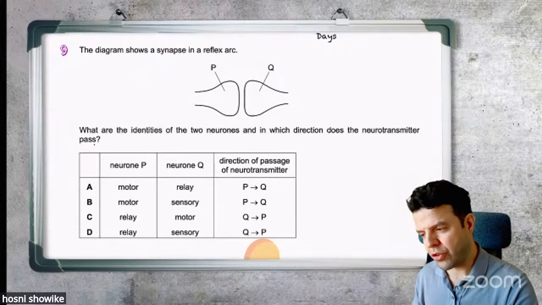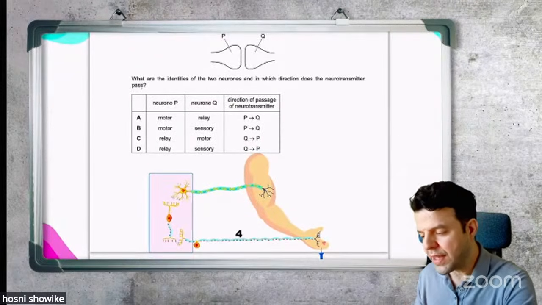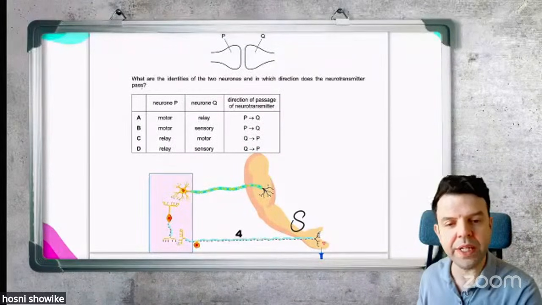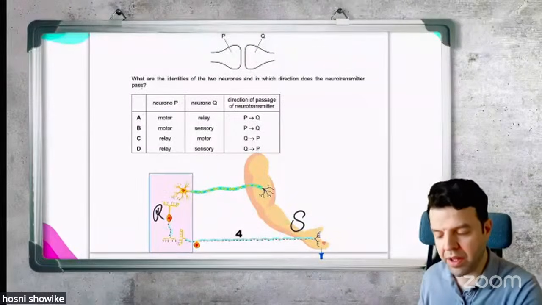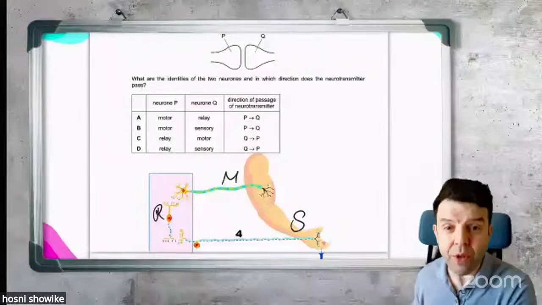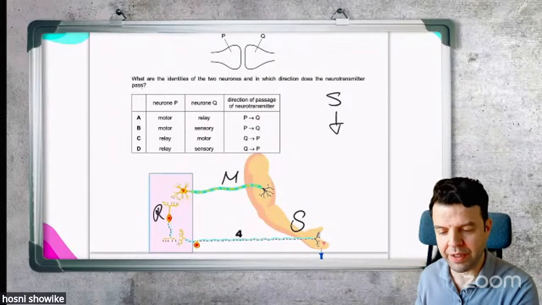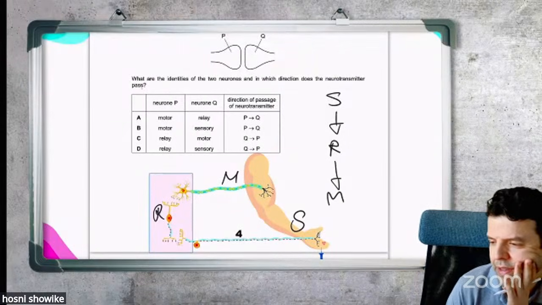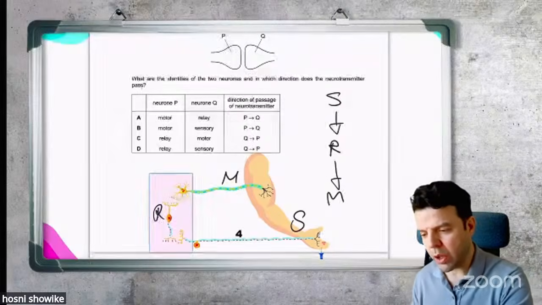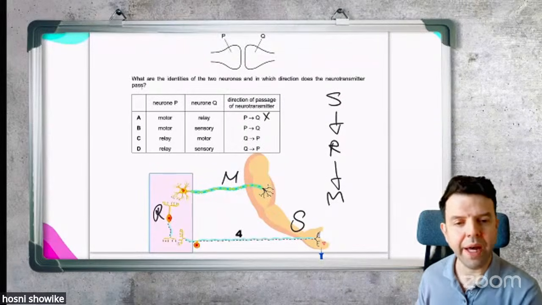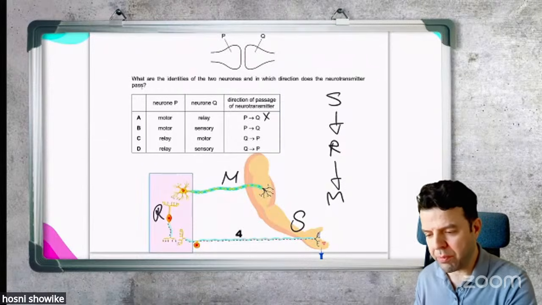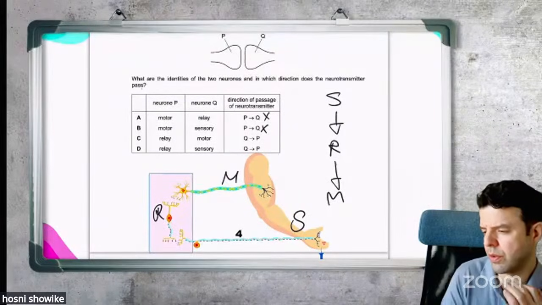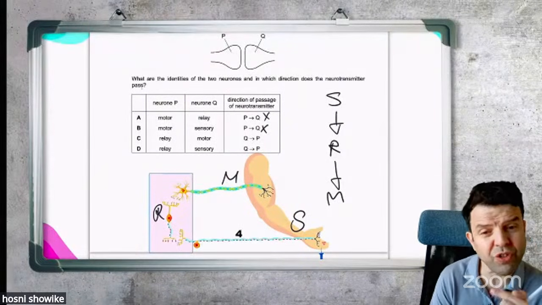Now, just a quick reminder, what's the correct order of neurons? It's always sensory, relay, motor. Always, always in this order. As sensory, relay, then the motor is the last one in this series. For that reason, you can't be going motor, relay. That's wrong. Agreed? You can't be going motor, sensory. Still wrong. P to Q, it has to be that, correct.